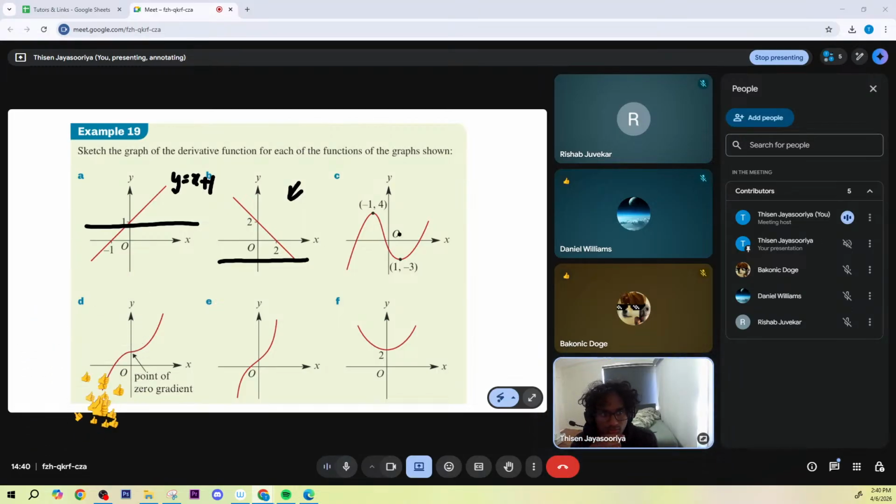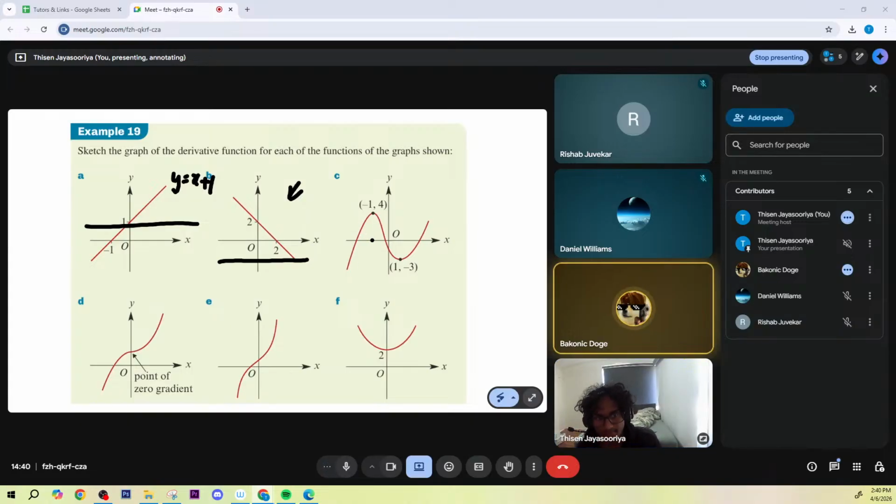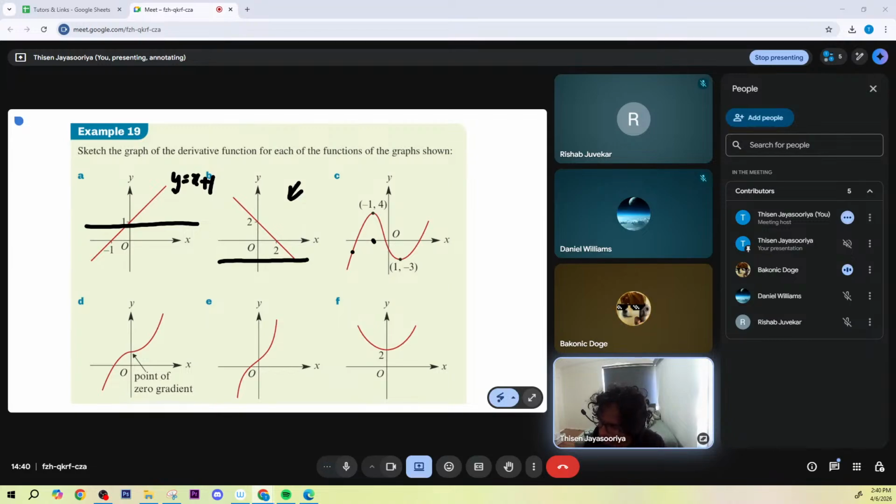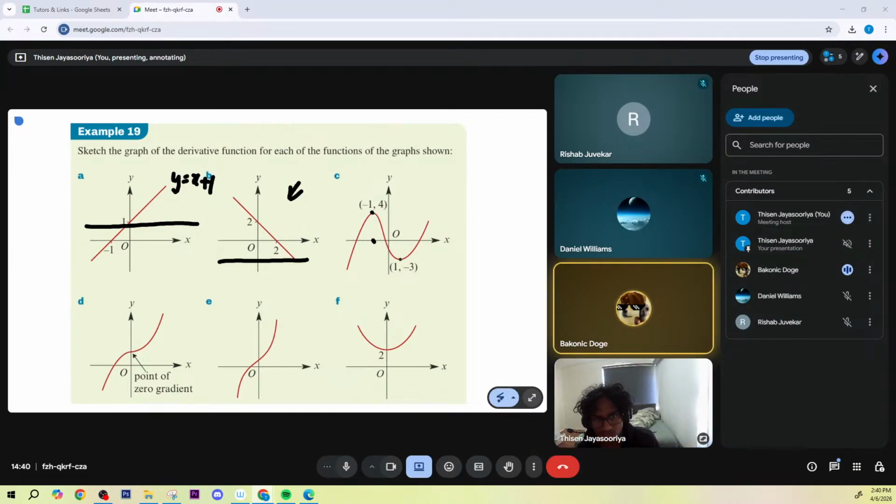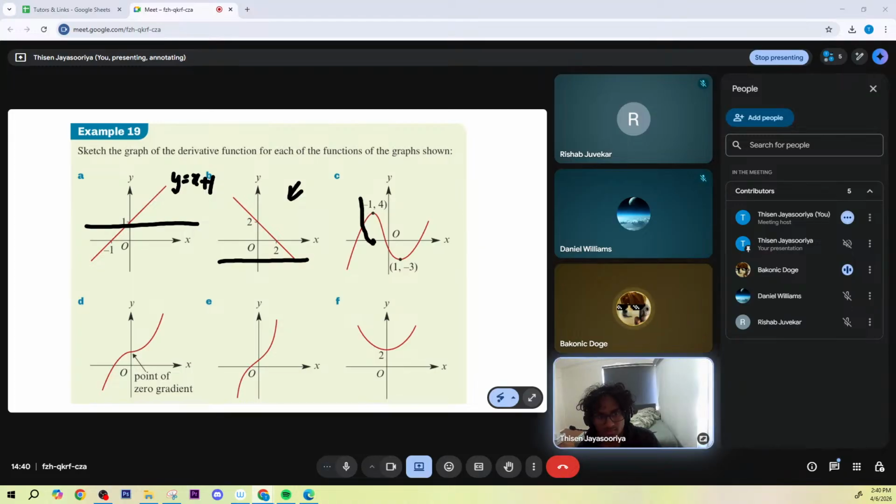All right, Joe, I'll get you to do this one. So here, tell me what the graph would look like before x equals negative 1. What does the derivative graph look like to the left of x equals negative 1? It's going to have a negative gradient. Negative gradient, from top left to bottom right. So yeah, it's going to look like that, yeah?